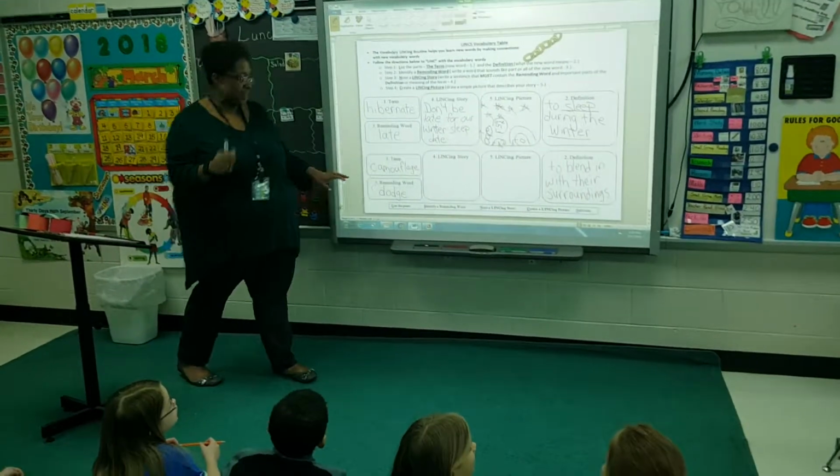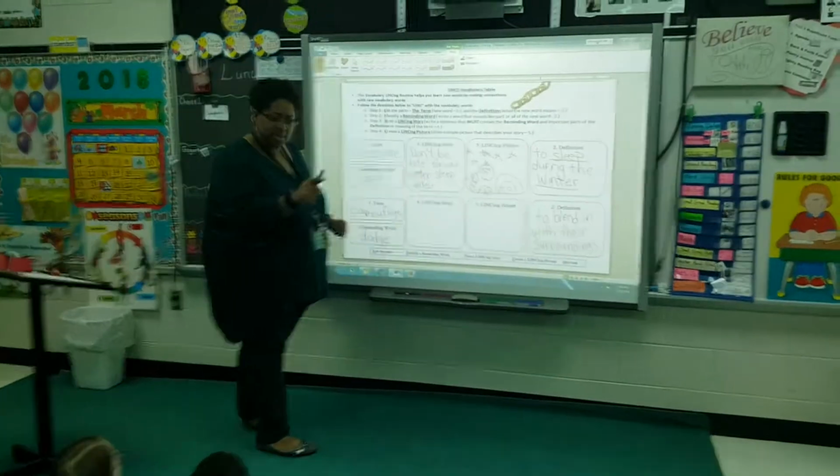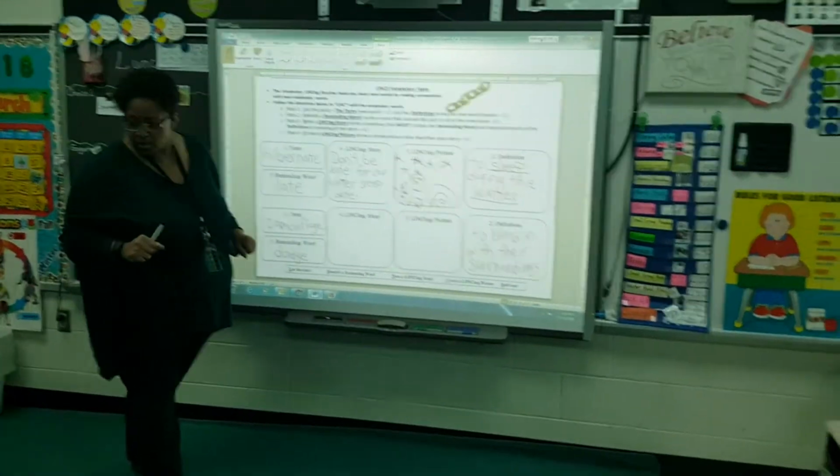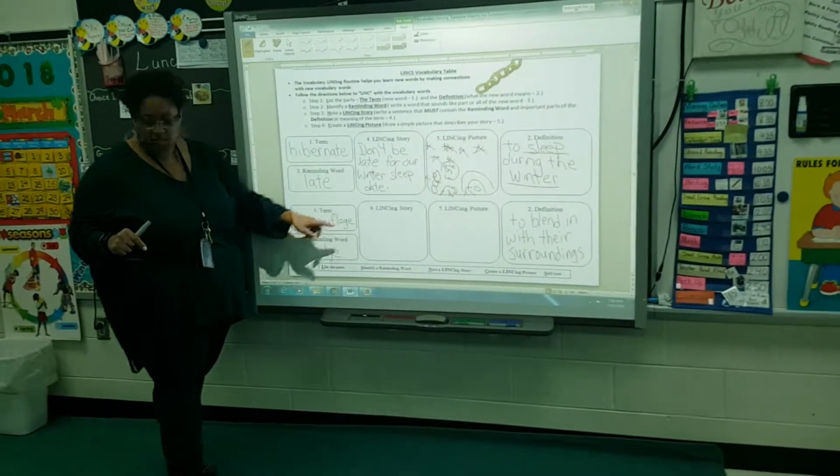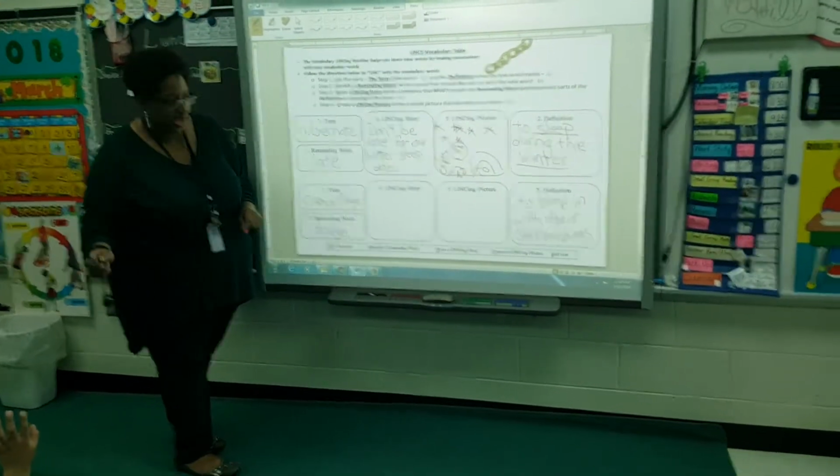Oh, you are so right. Thank you for pointing that out. I'm glad you caught that. So, we need to underline important parts of the definition. That will help us when we get to our story. Anybody know where we can underline?